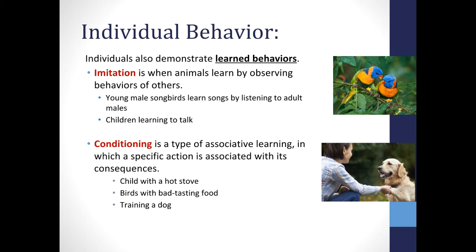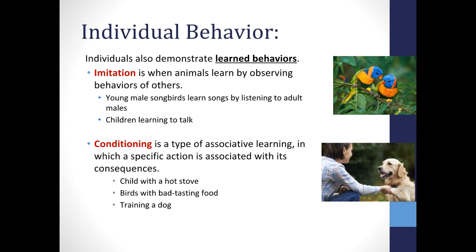Conditioning is a type of associative learning, which, if you think of a child with a hot stove, that kid will put his hand on the hot stove or hot pan, and they're not going to do that again because they're associating that hot stove with pain. And so they're learning what to avoid. Birds with bad tasting food, if they taste a berry or a certain type of leaf, they'll learn the pattern and they'll associate that pattern with the poor taste.